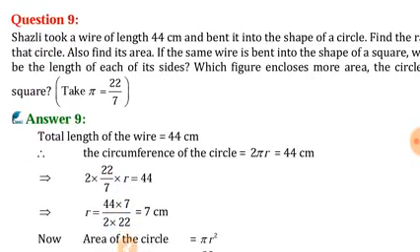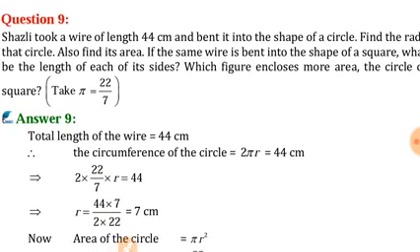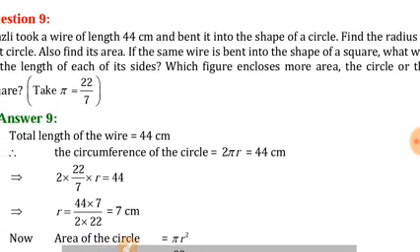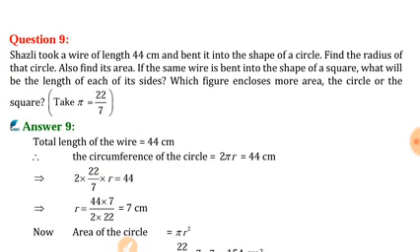Then the 9th one: Sazli took a wire of length 44 meter and bent it into the shape of a circle. Find the radius of that circle. Also find its area. If the same wire is bent into the shape of a square, what will be the length of each of its sides?